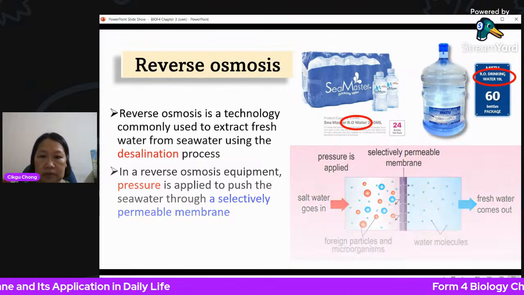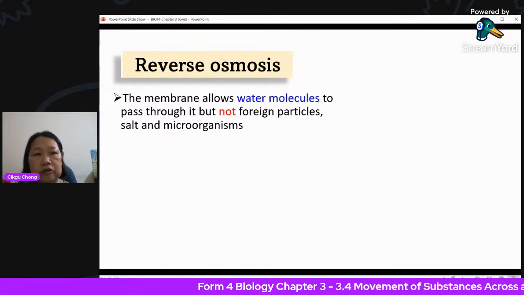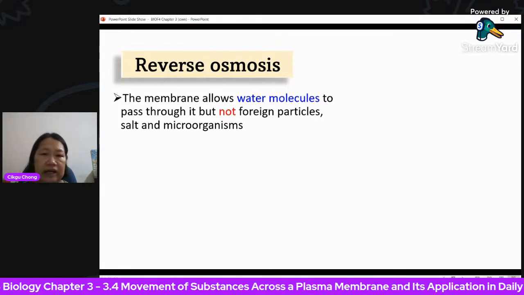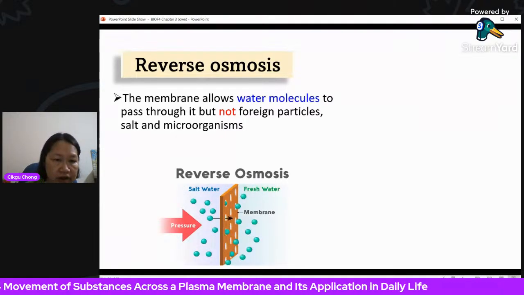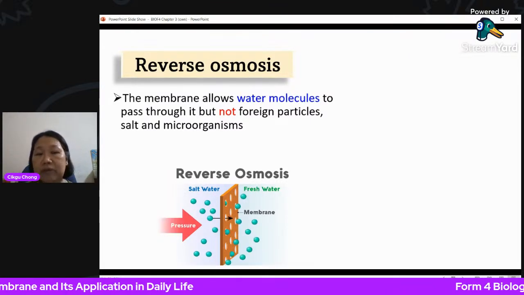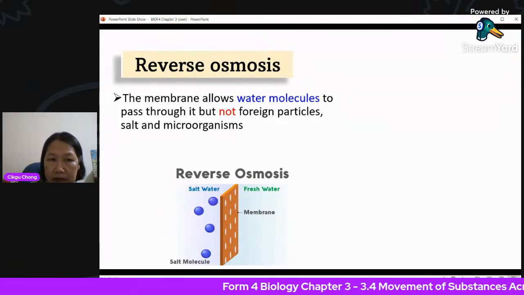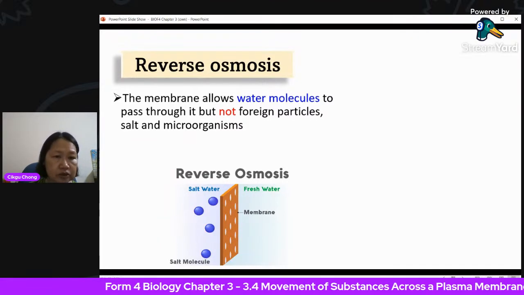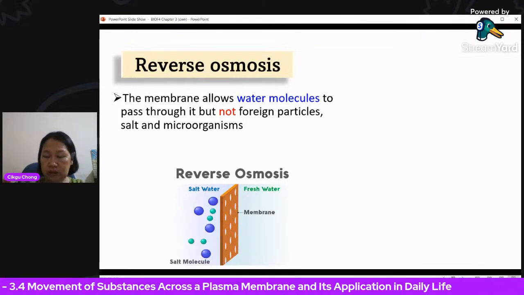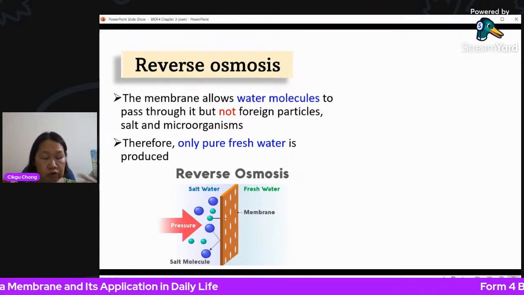All right, this membrane allows water molecules to pass through it, but not foreign particles, salt, and microorganisms. All that doesn't pass through. So you can see here there are very, very tiny pores. Of course, this is just a diagram, a representation. So even if you apply pressure, the salt, the microorganisms, the foreign particles cannot pass through. You're only making the water go from A to B. So you will find the fresh water will accumulate on the B side. More water will be moving from A to B.